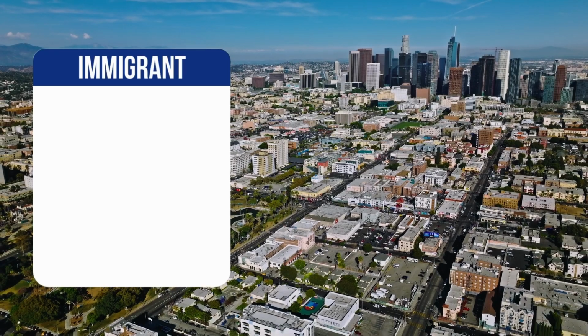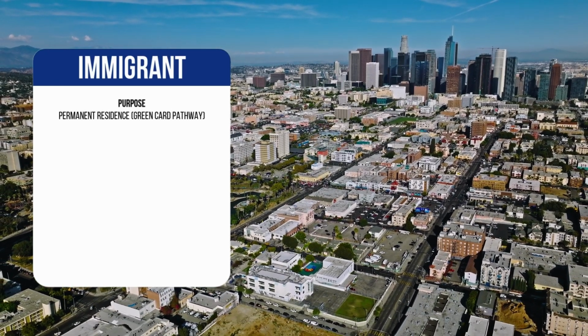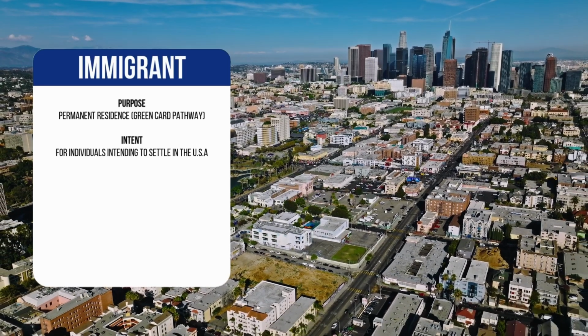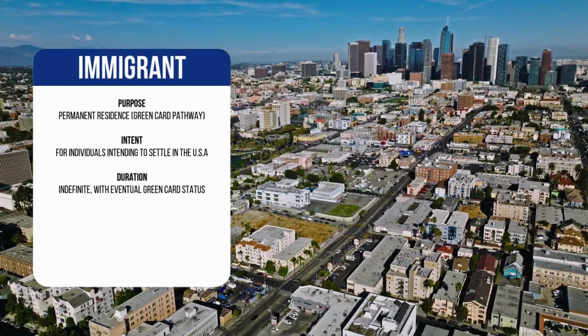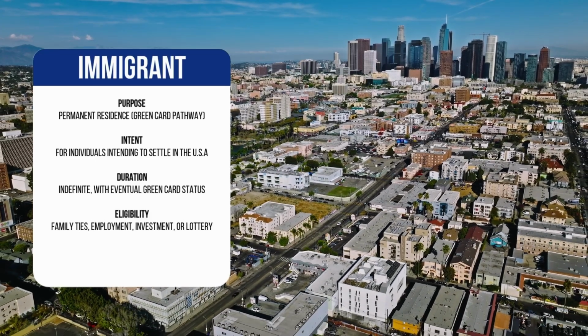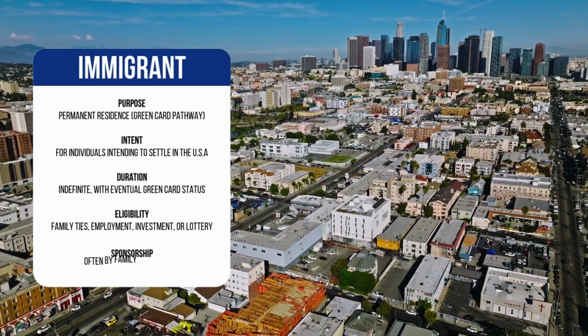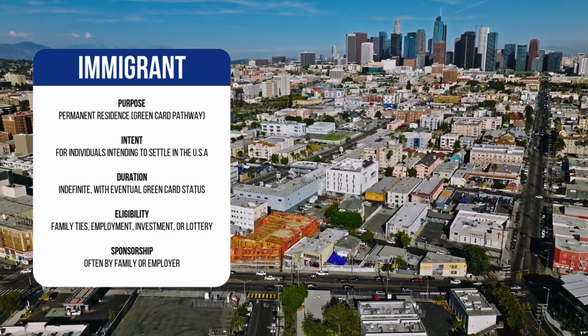Immigrant visa. Purpose: permanent residence, green card pathway. Intent: for individuals intending to settle in the USA. Duration: indefinite, with eventual green card status. Eligibility: family ties, employment, investment, or lottery. Sponsorship: often by family or employer.